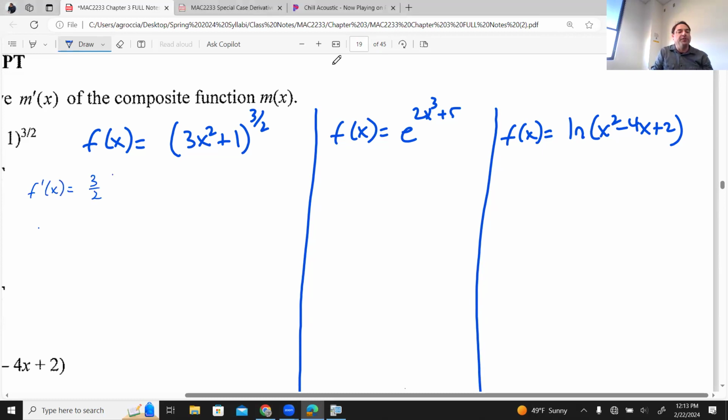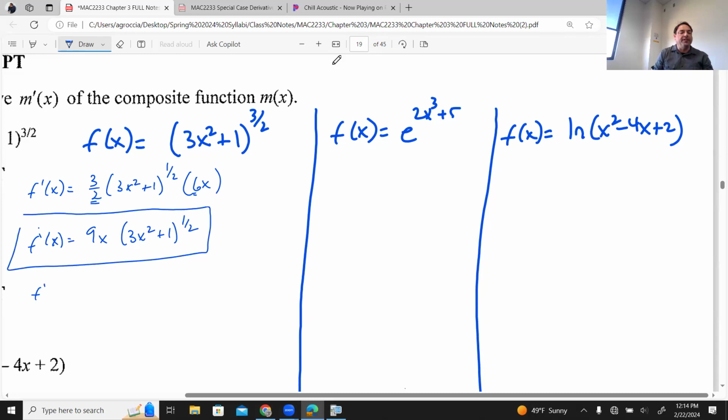So the 3/2 goes to the front. Inside stays the same. 3 over 2 minus 1 gives us 1/2. Okay, derivative of the inside would be 6x, and you have done chain rule. So you got that part done. We're going to simplify it in a minute, but let's make sure we're comfortable with that. Then, if we were going to simplify, 3 over 2 times 6 is 18 over 2, which ends up being 9x, (3x squared plus 1) raised to the 1/2.